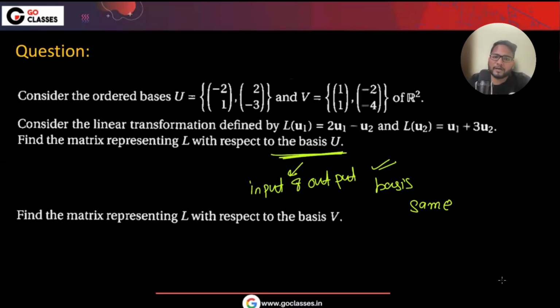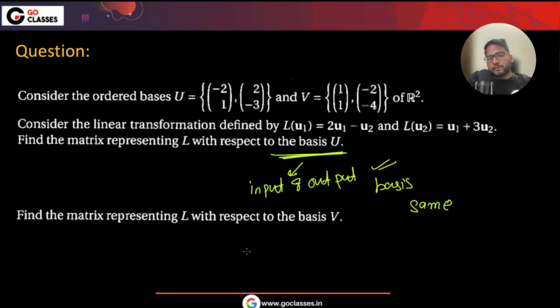So I think A part is easy. Can you tell me? Right, 2 minus 1 and 1 3. A part is easy. B part is a little tricky. I mean, not very much tricky, but yeah, you can also try this B part. How can we do this B part? You want to find it with respect to basis B. Remember, the input basis is also B and the output basis is also B.